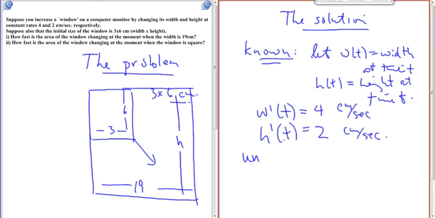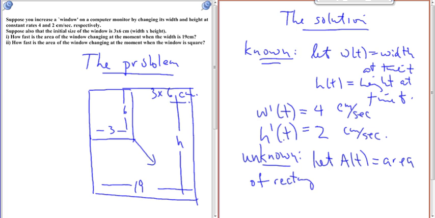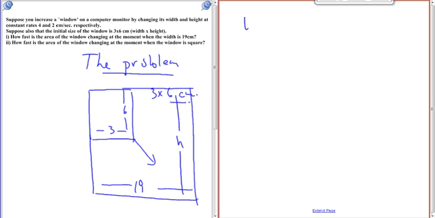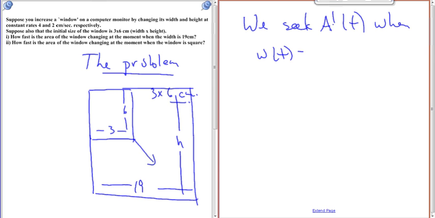The quantity whose rate is unknown is the area. So let A(t) equal the area of the rectangle at time t. We seek A'(t). Let's put the question mathematically now. It's important to do that. We seek A'(t) when W(t) equals 19. All right.